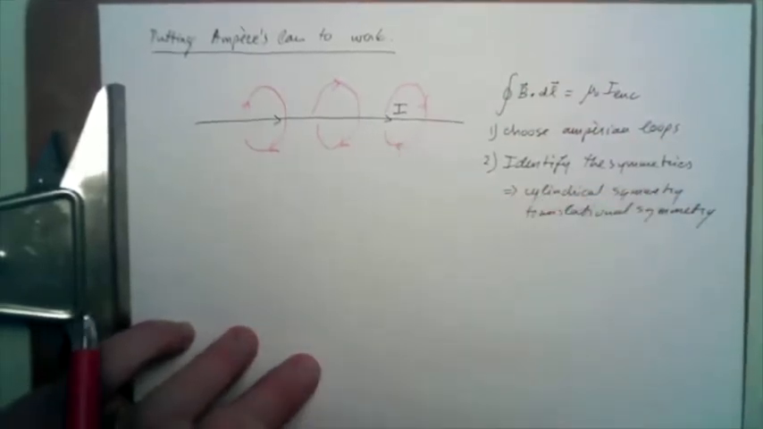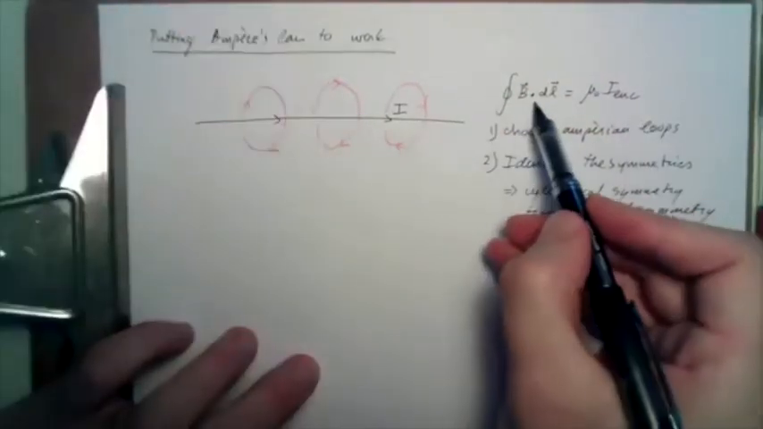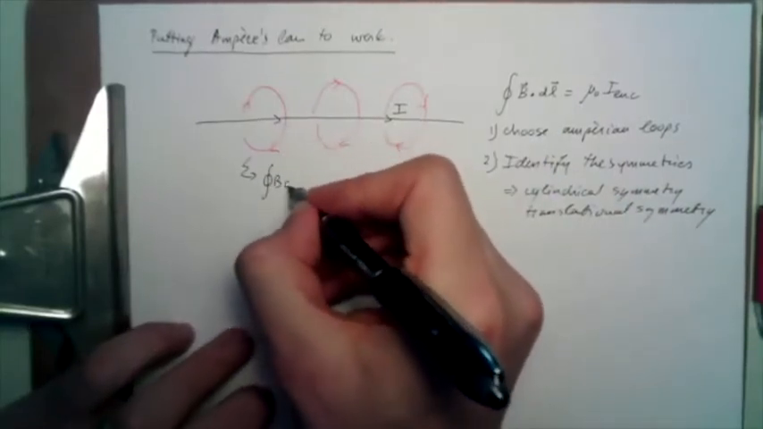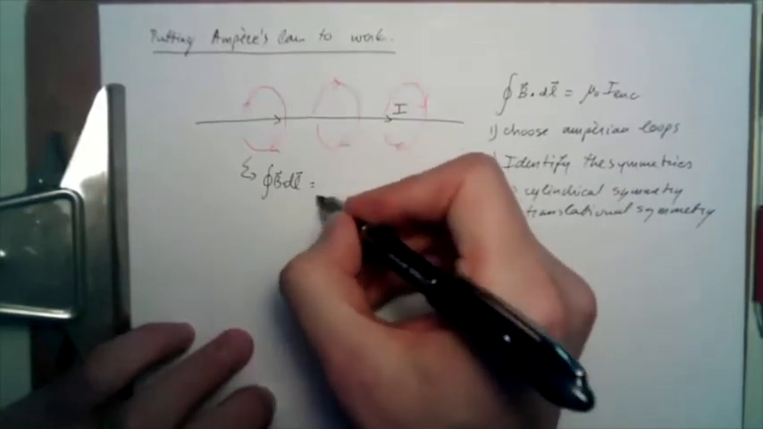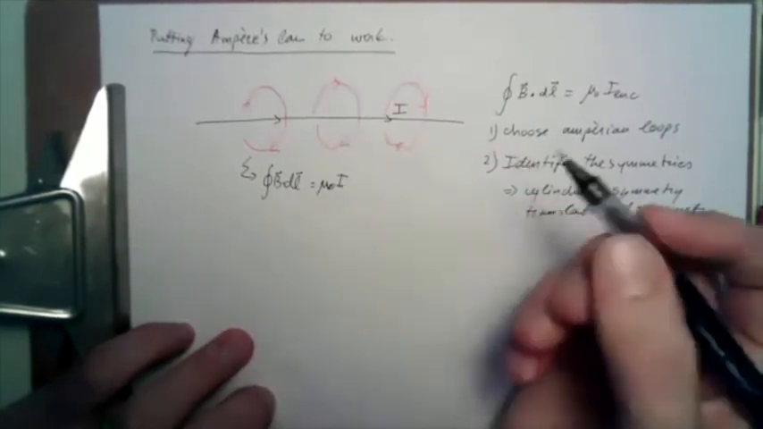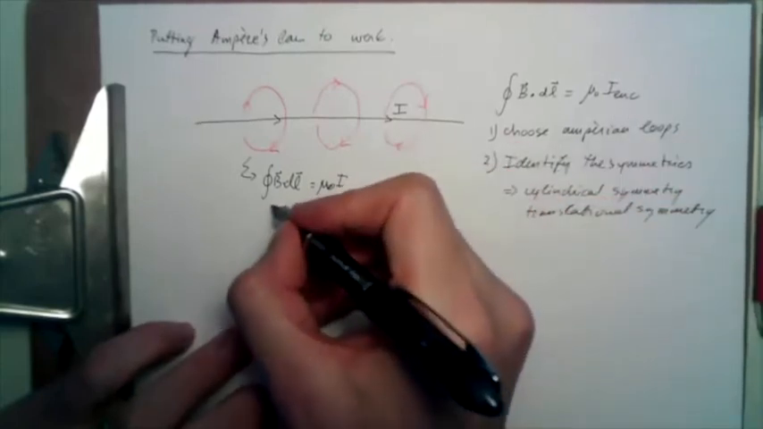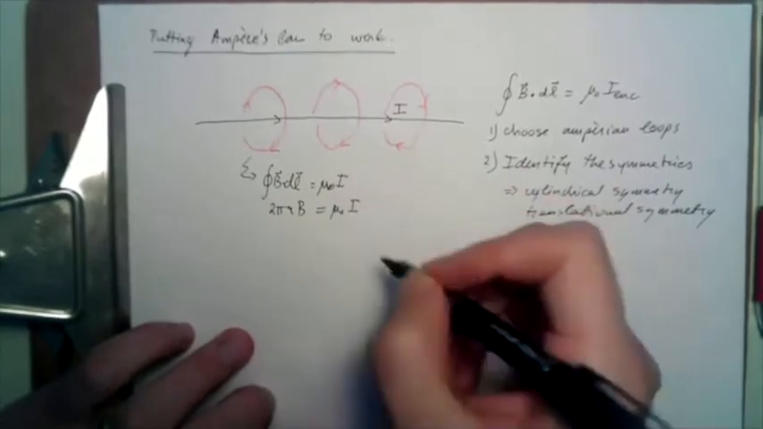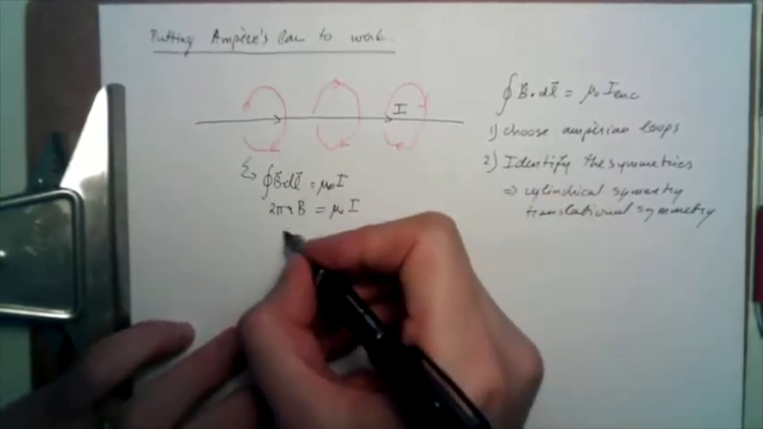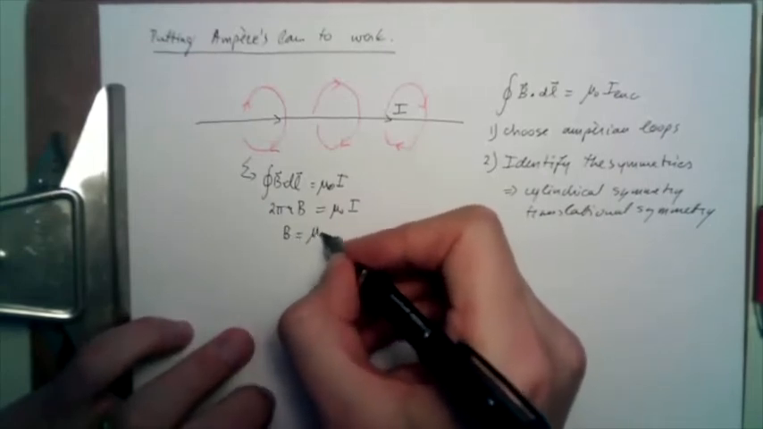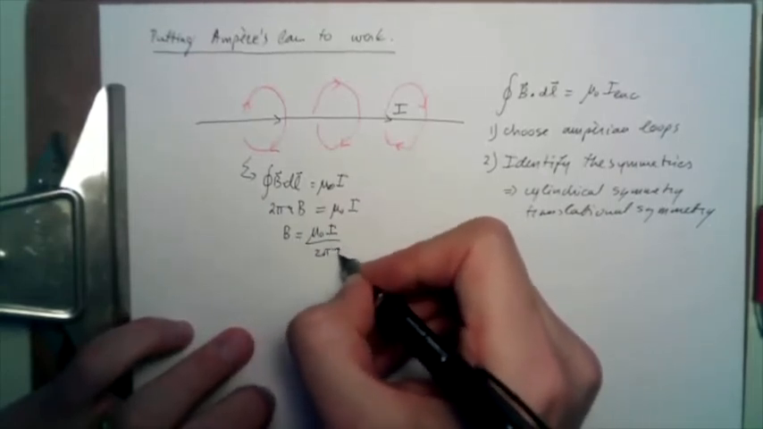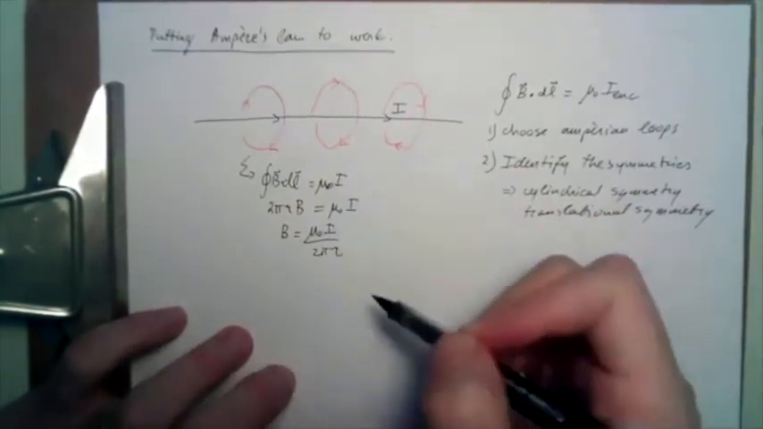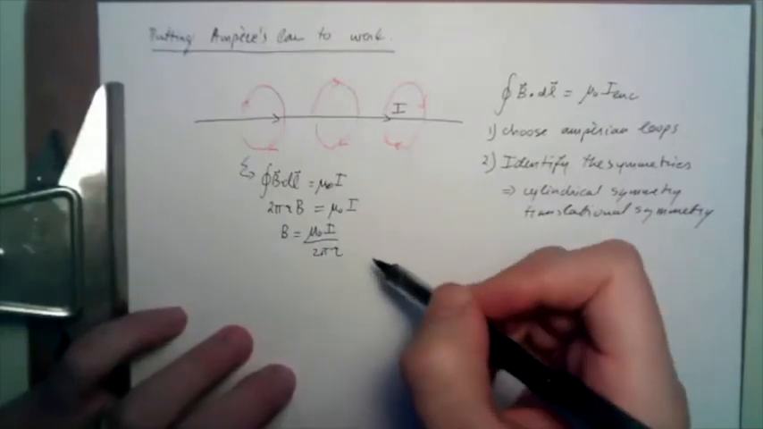Okay, so these are our Amperian loops. For that Amperian loop, we have the integral of B dot dl is mu naught I enclosed, which in this case is I. So this is 2 pi r B, and that is mu naught times I, because B is the same. So we get B equals mu naught I over 2 pi r. And that's how you do Ampere's law and get the field of a wire by working backwards.